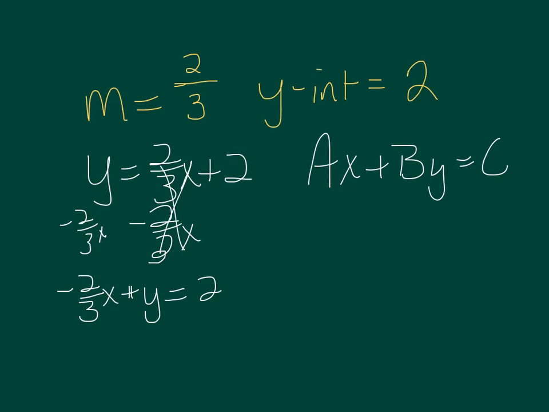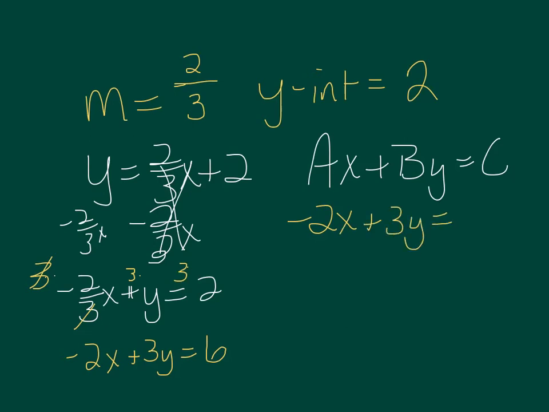What makes this a fraction is the 3, so I need to get rid of the 3. The bottom number in a fraction, the denominator, is always a division. So I'm going to multiply everything by 3 to get rid of it. If I multiply that by 3, my 3's cancel, and I end up with -2x. If I multiply that by 3, I also need to multiply that by 3. That gives me 3y, and multiplying that by 3 gives me 6. So my answer is -2x plus 3y equals 6. Whenever you have a fraction, you just multiply everything by the denominator.